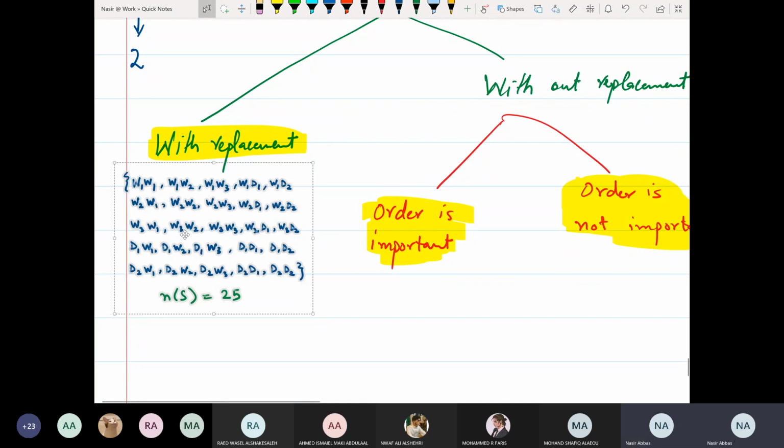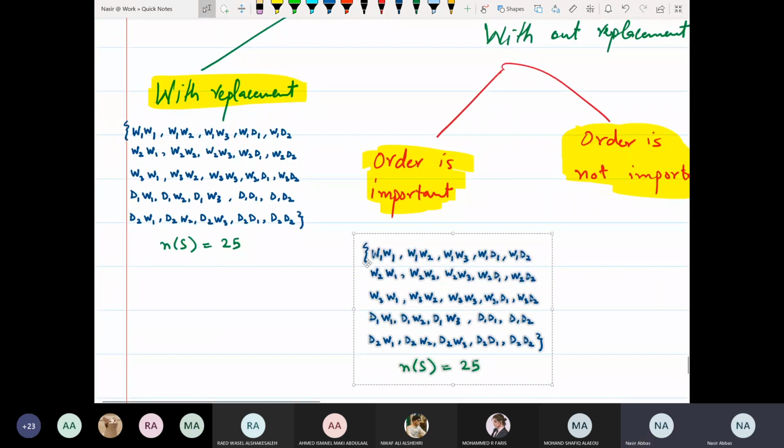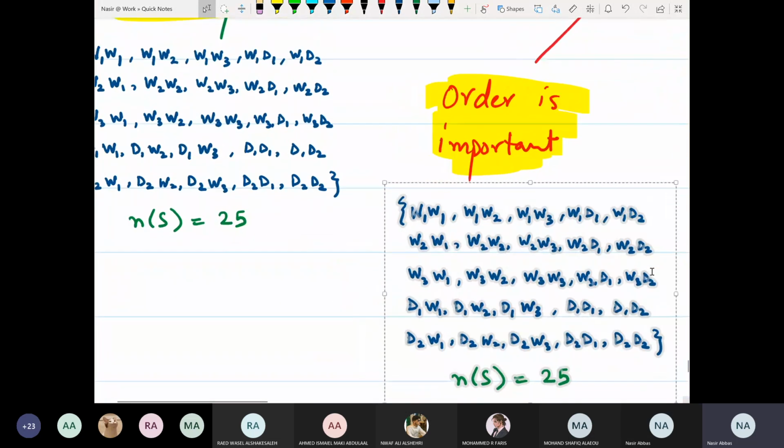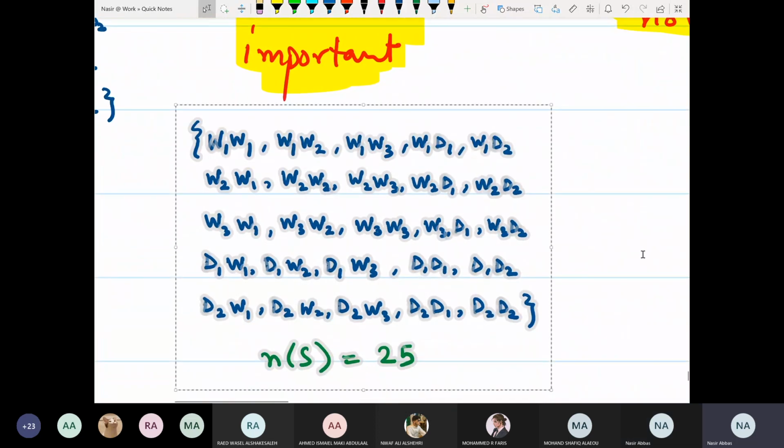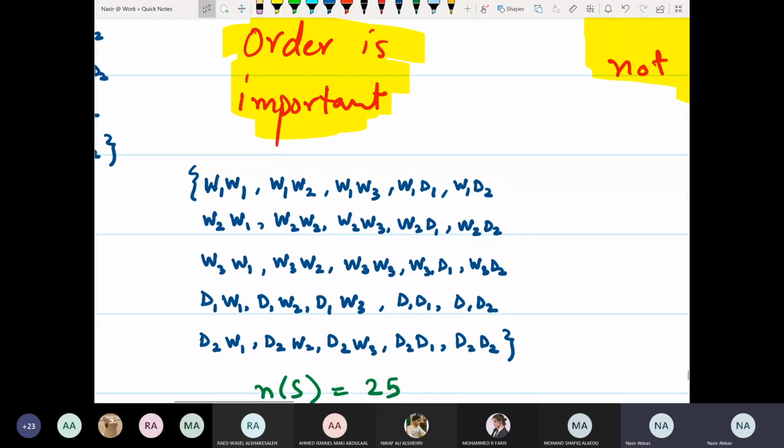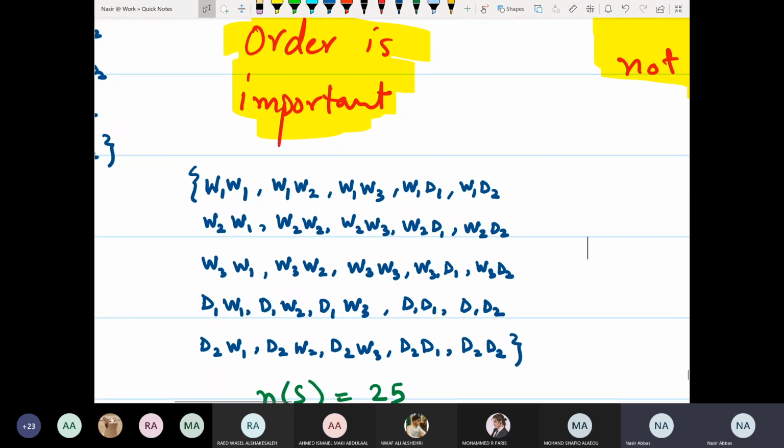So I'll copy this whole thing and I'll paste it here. And now we discuss it. OK, now in the second case, when you are picking without replacement, is it possible to get W1 and then W1 again? No, it's not possible. This is no longer an element of your space. Is it possible to get W2 and then W2 again? No. So this is also not an element of your sample space. Similarly, W3 is no longer an element of your sample space. D1 cannot happen. D2 cannot happen.